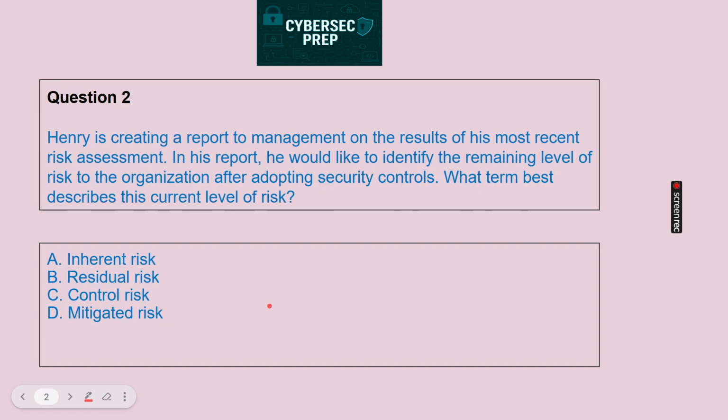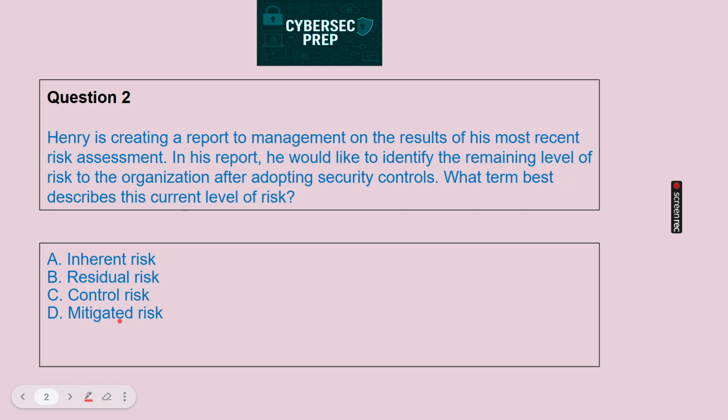Henry is creating a report to management on the results of his most recent risk assessment. In his report, he would like to identify the remaining level of risk to the organization after adopting security controls. What term best describes this current level of risk? Options are inherent risk, residual risk, control risk, and mitigated risk.